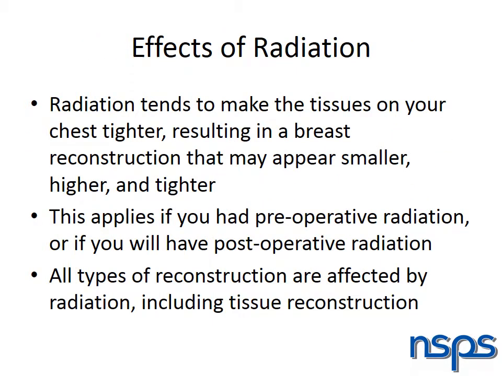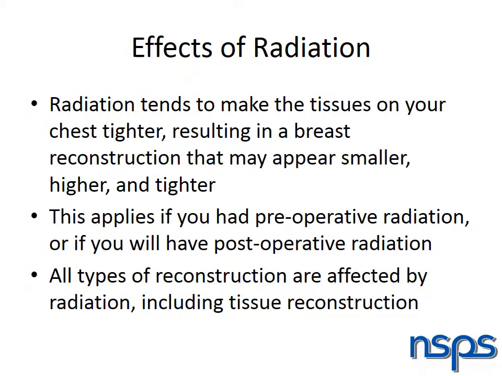Radiation therapy leads to tightening of the tissues. This causes breast reconstructions to appear higher, tighter, and smaller. Preoperative and postoperative radiation both have this effect, and postoperative radiation will have this effect on all types of reconstruction in place. Complications from radiation on reconstruction can be solved by tissue reconstruction, and approximately 40 to 50% of patients who have had pre- or post-operative radiation therapy will require tissue reconstruction after radiation is complete in order to adequately address and correct changes related to radiation.